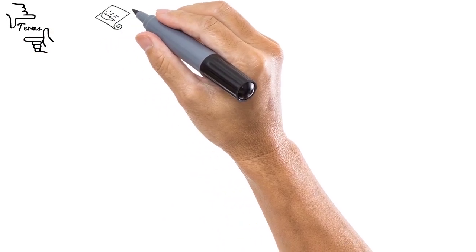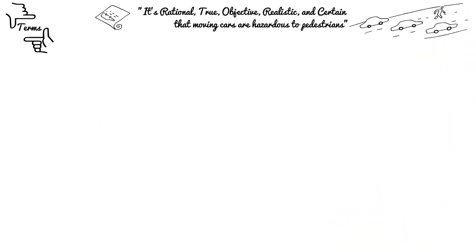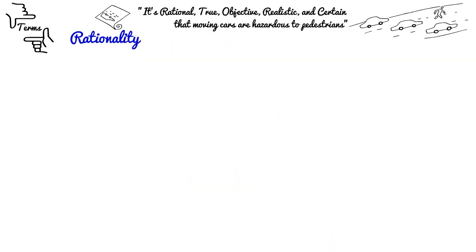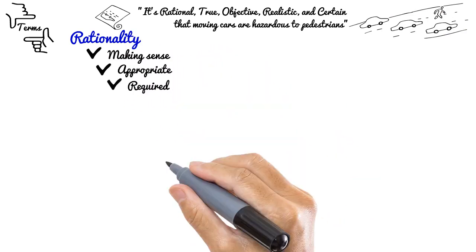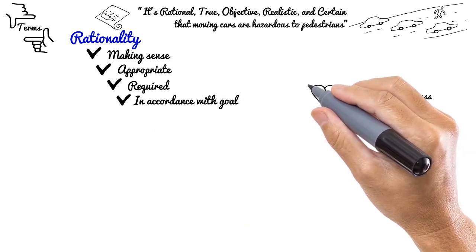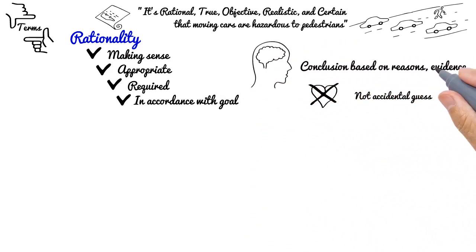We already mentioned them in our reality check. These terms are rationality, truth, objectivity, and realism. They are very important for us to spend a few minutes on. Rationality. Something to be considered rational means that it's making sense, appropriate, required in accordance with some acknowledged goal. A rational belief is not an accidental random guess, but rather is a justified conclusion based on specific reasons and evidence. Rational methods of inquiry use reason and evidence correctly to achieve substantial success in finding truth.